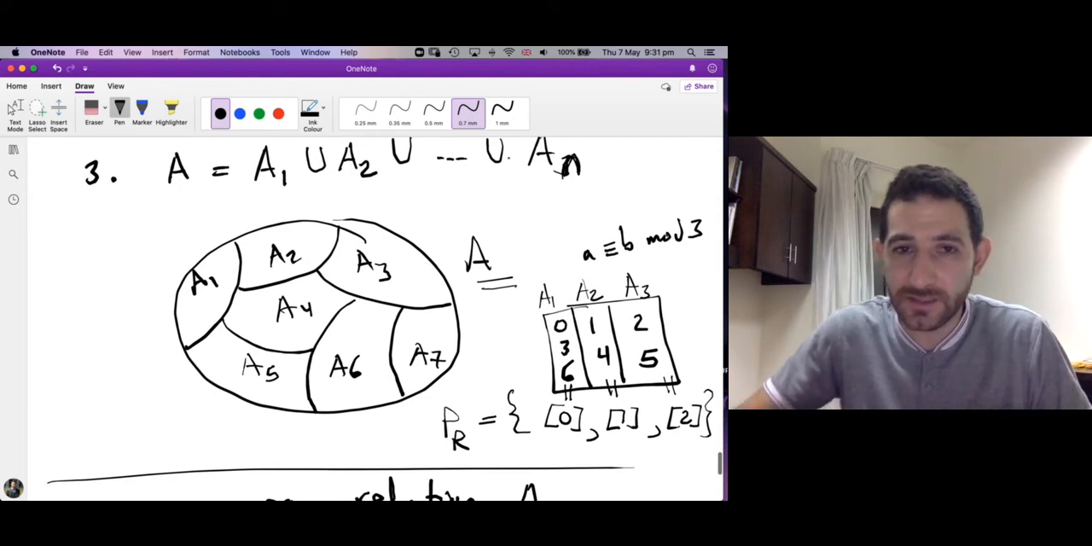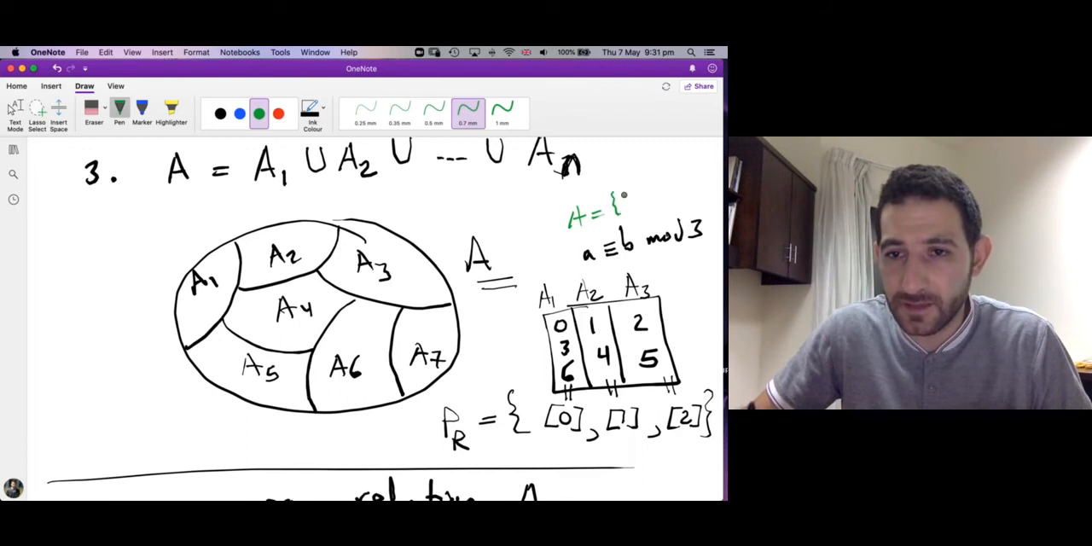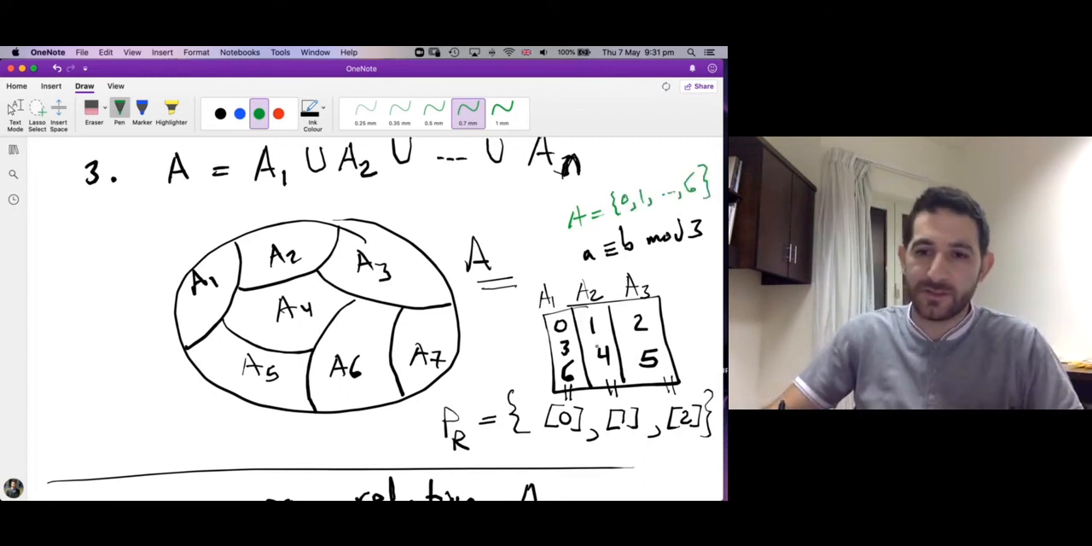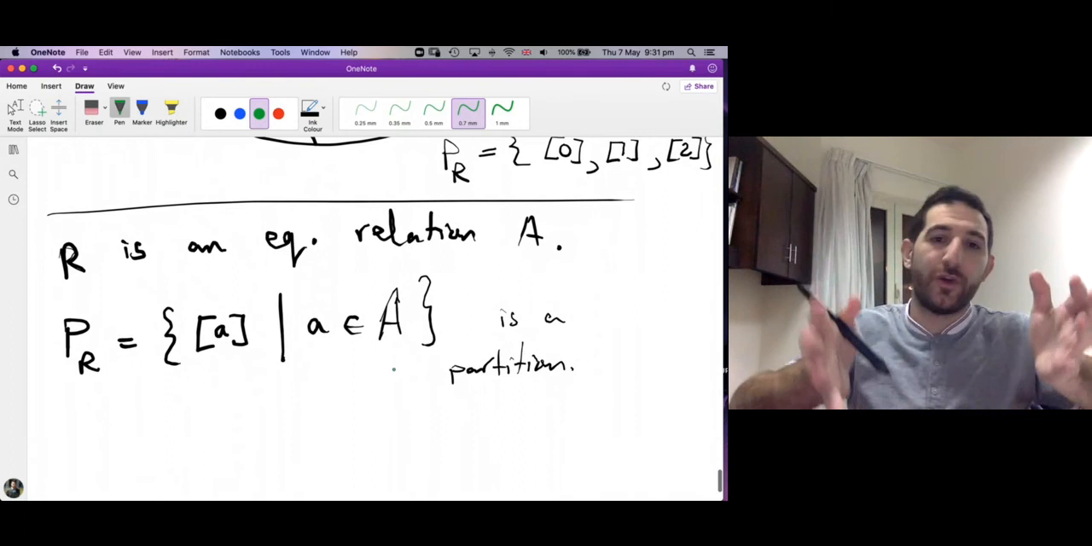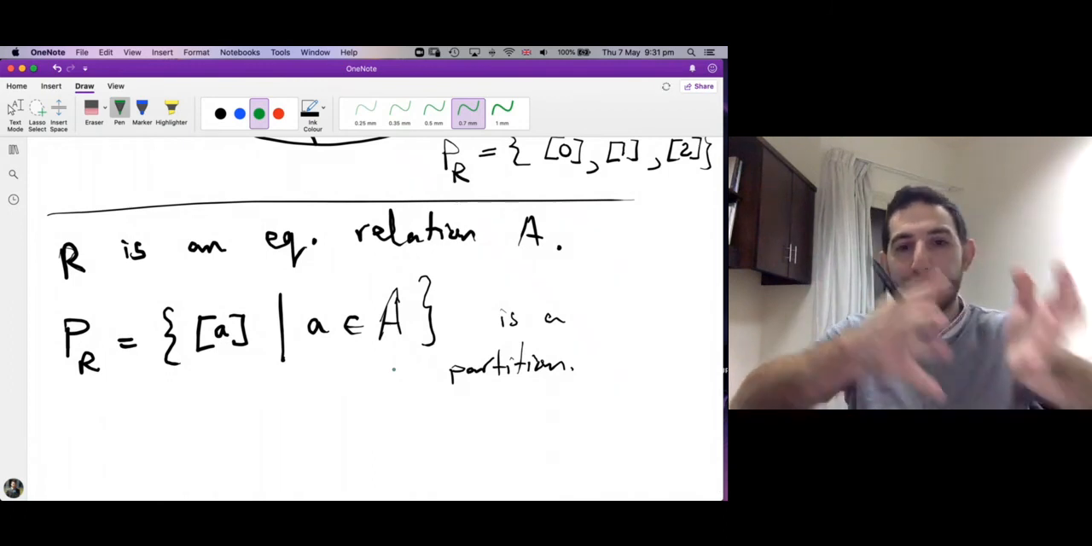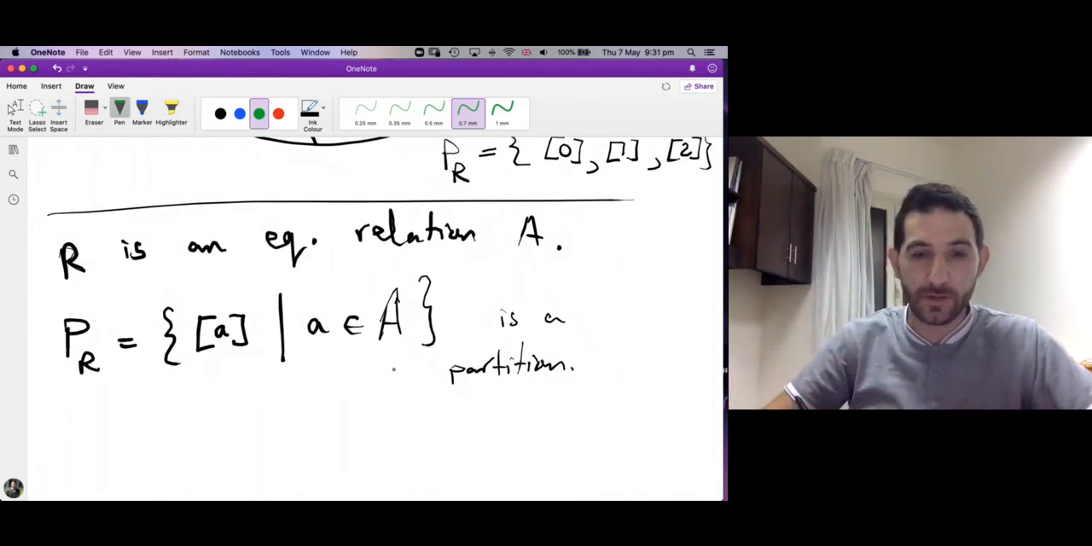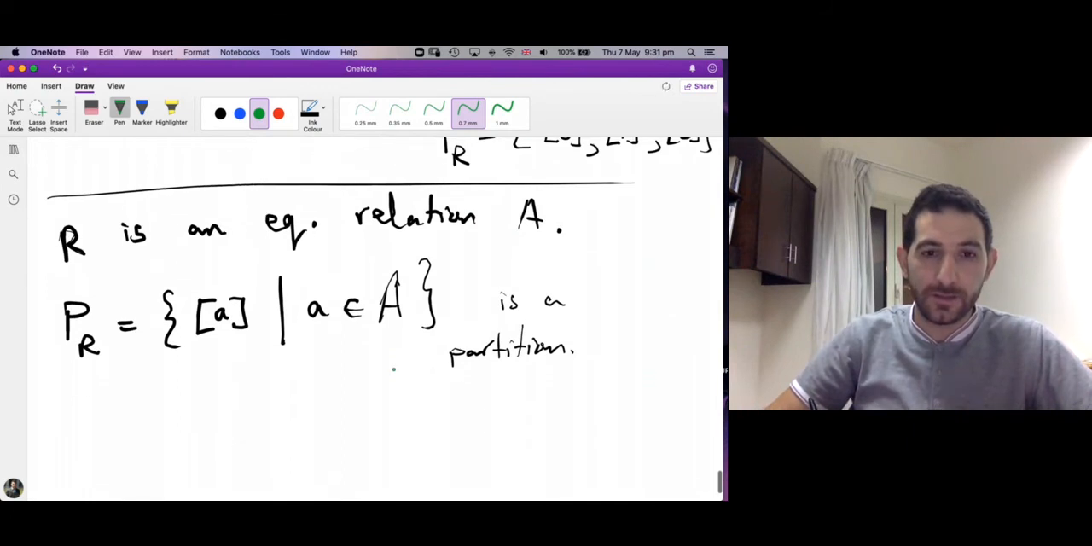And here, what is the set? Here A is the integers from 0 up to 6. Okay, so this is A. So this shows that if you have an equivalence relation, we have a partition of the set A.